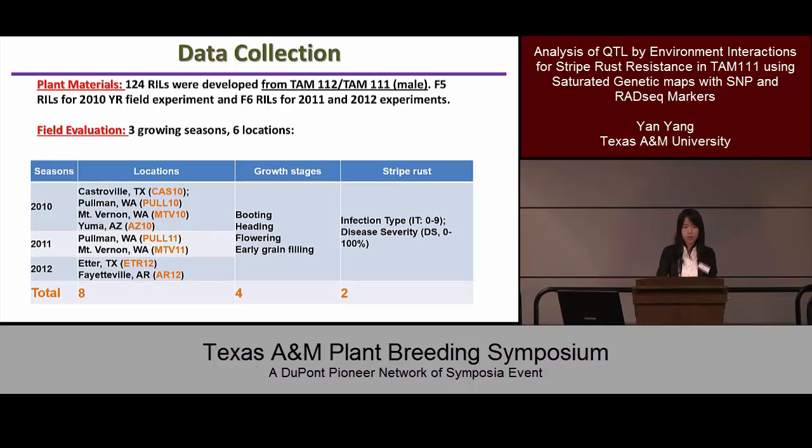When we screened for stripe rust resistance, we chose 4 growth stages: booting, heading, flowering, and early grain filling. We tested stripe rust for infection type from 0 to 9 and disease severity from 0 to 100%.